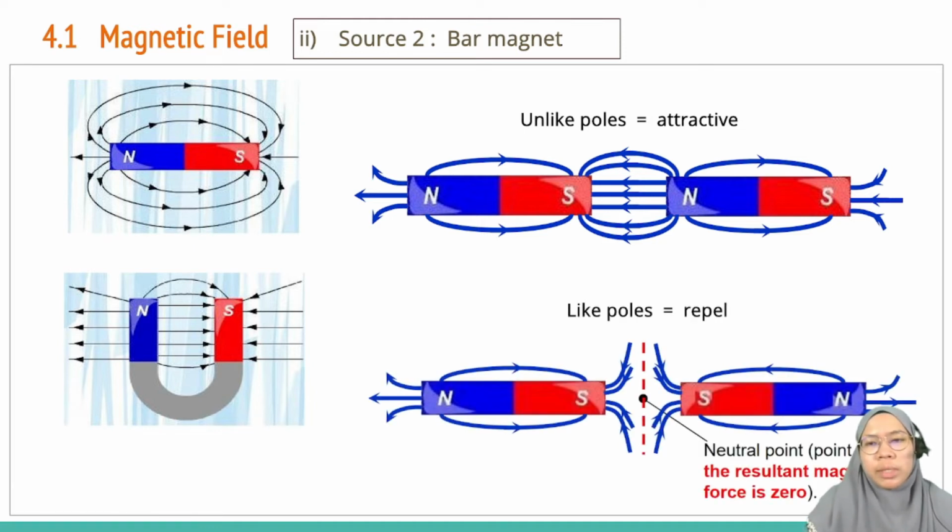For like poles, they will repel. As you can see, the lines over here are trying to repel each other. So there's going to be one point we call the neutral point, where the resultant magnetic force is zero.